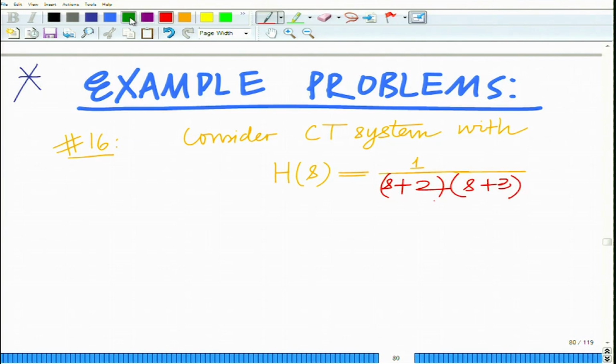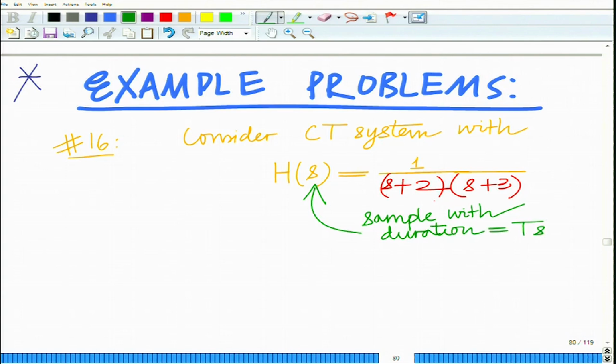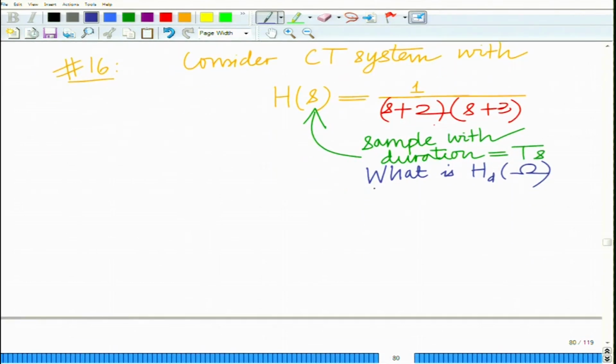Now, if we sample this impulse response with sampling duration equals Ts, then we want to find what is the corresponding discrete time transfer function, the DTFT of the resulting system, correct.